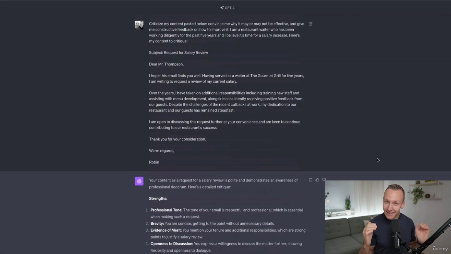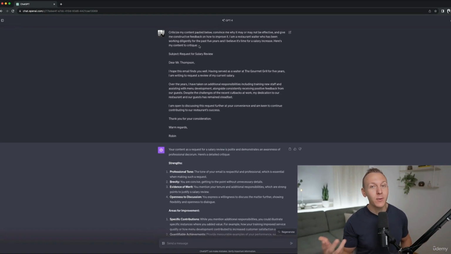So to summarize, the technique is very easy to apply. All you need to do is ask ChatGPT to criticize the content that you're going to paste below. And then you're going to write what you're looking for and at the end write, here's my content to critique. Now let's take another example of what this could be.